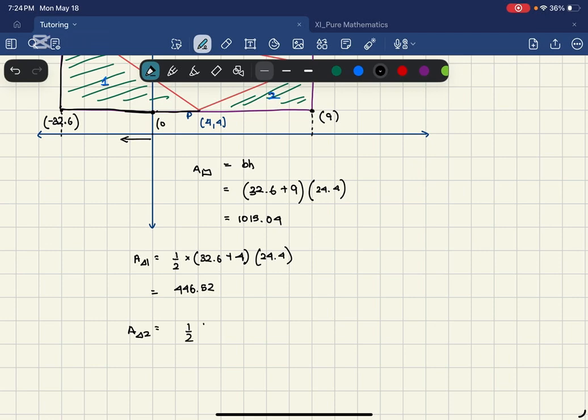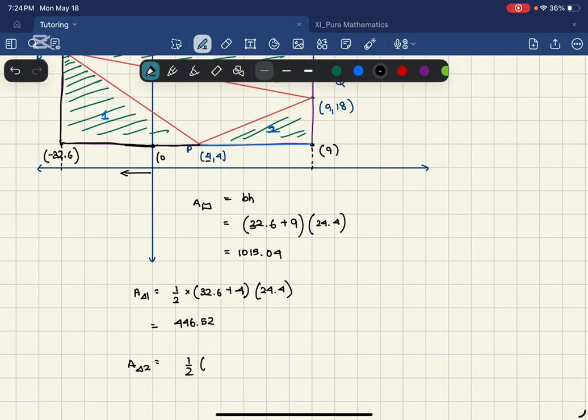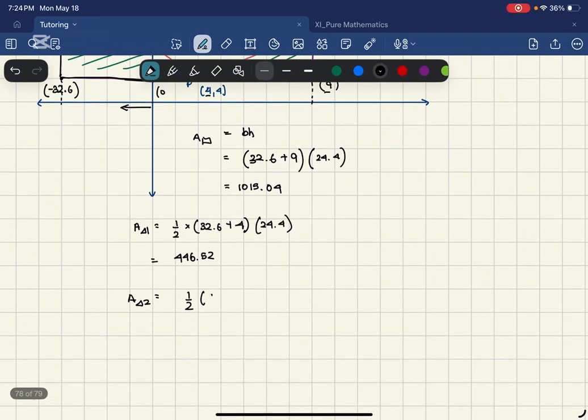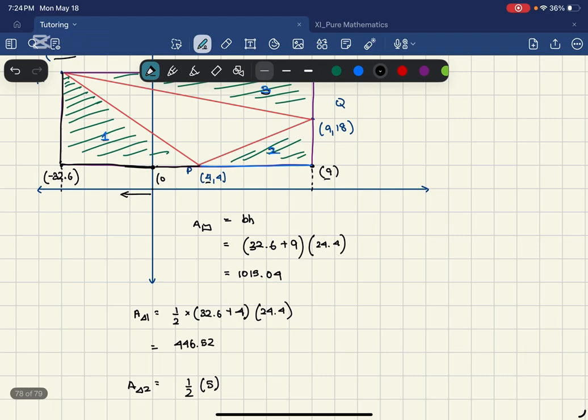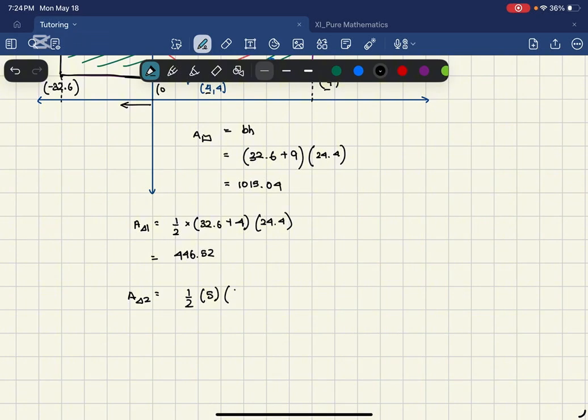Let's find the area of triangle 2. It's again half. My base is going to be this: 4, starting from x equals 4 up until x equals 9. So that is a distance of 5, right? 9 minus 4 gives me 5. And the height starts from 4 all the way up until 18. So 18 minus 4, that is a height of 14 units. So 5 times 14 divided by 2, that is 35.